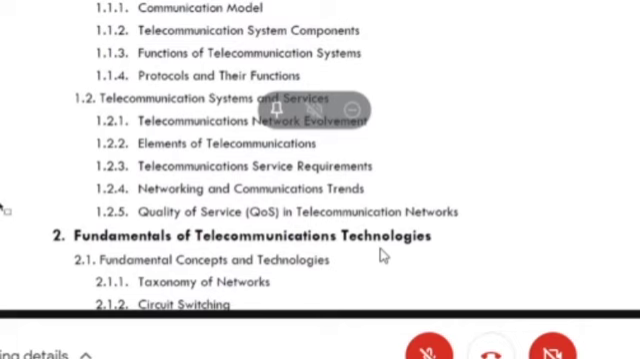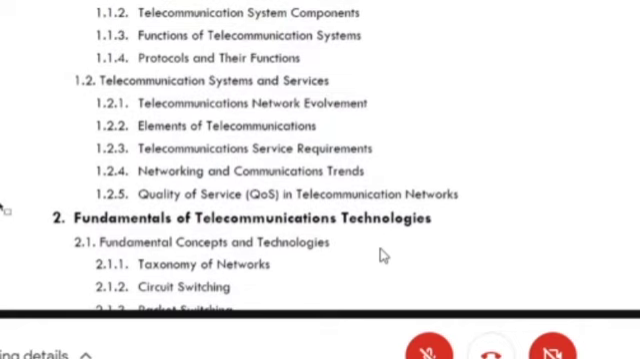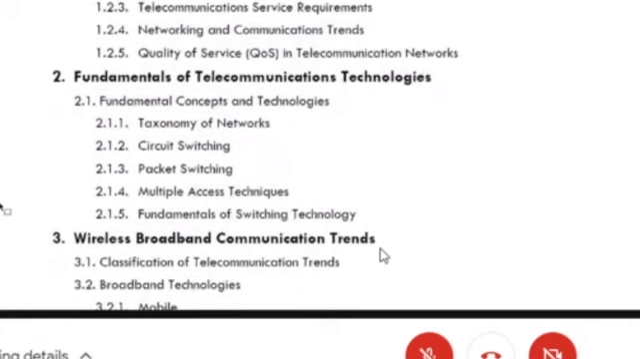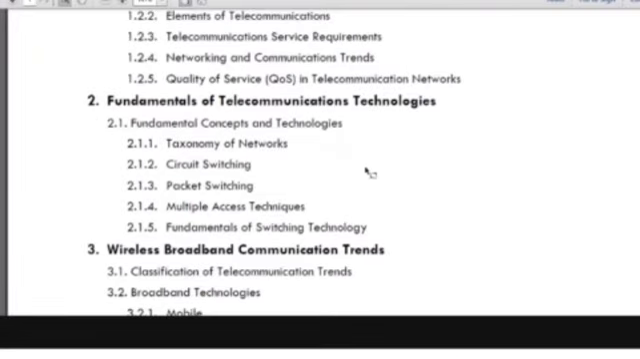The second lecture is a discussion of the fundamentals of telecommunications technologies. In this part of the lecture, we are going to pick some starting point to discuss the fundamental concepts in telecommunication technologies.